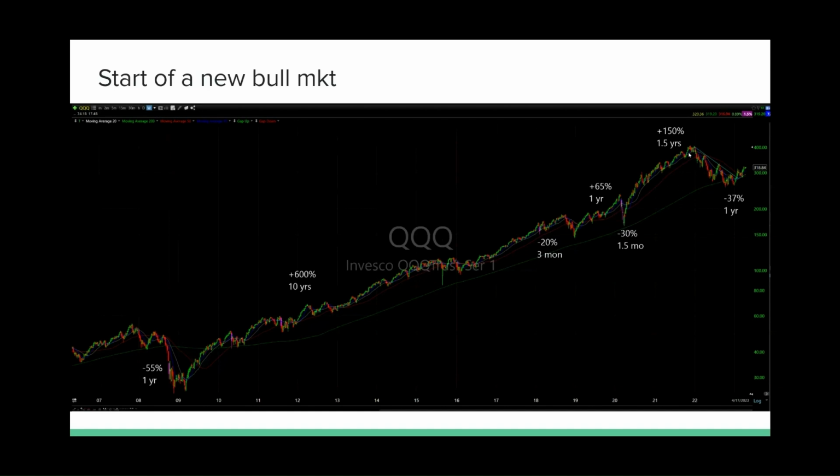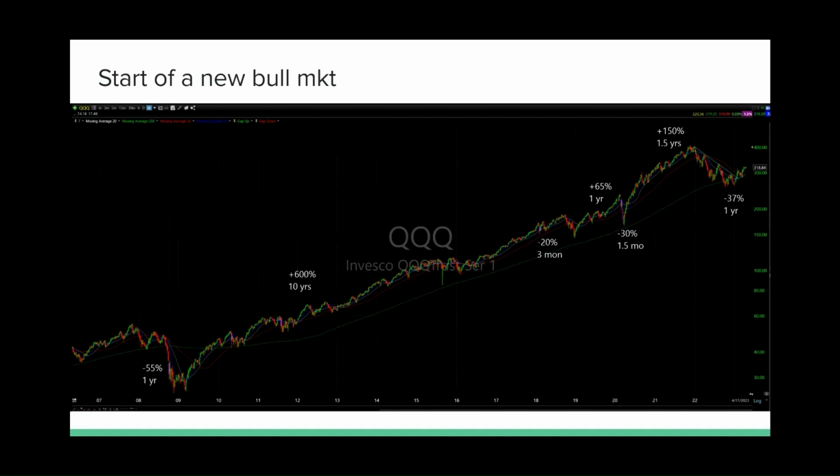So where are we right now in the indices? We've been in a bear market of more than a year, and we've been down 37% on the NASDAQ, which is a pretty significant bear market. So based on market history, we can anticipate that if we were to start a new bull market, it would be a pretty strong, pretty long-lasting bull market for a year or more.